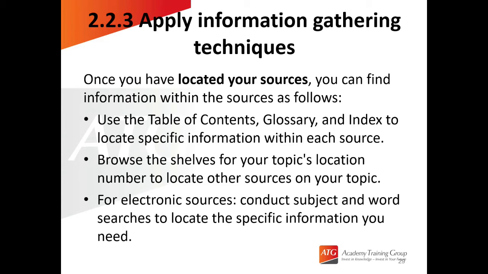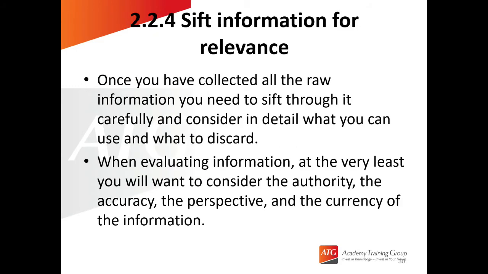Applying information gathering techniques. Once you've located your sources, you can then find information within the sources as follows. Using the table of contents, glossary, and index to locate specific information within each source. Browse the shelves for your topic's location numbers to locate other resources on your topic. Now, for electronic sources, you can conduct subject and word searches to locate the specific information that you might need.